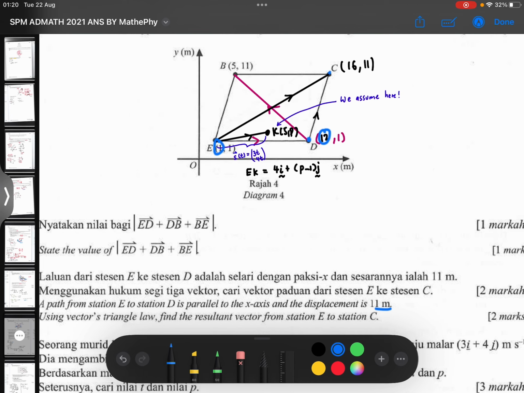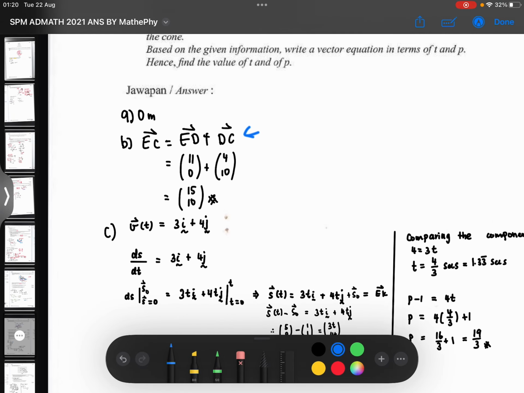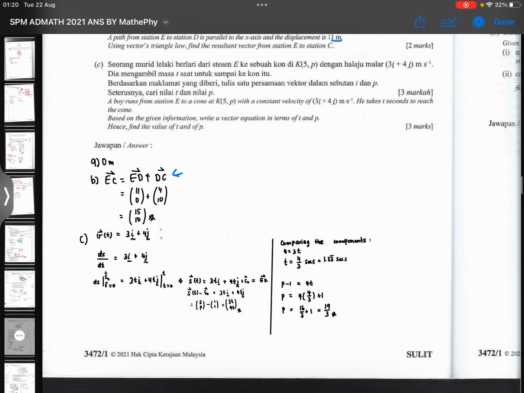Okay, it is actually similar to the length from this E to B. So it is similar. You can find it from here, or you can first find C, then subtract the position vector of D. But I just use this: 5 minus 1 is 4, 11 minus 1 is 10. So 4, 10. Just add the vector and then you get 15, 10, in the component form.